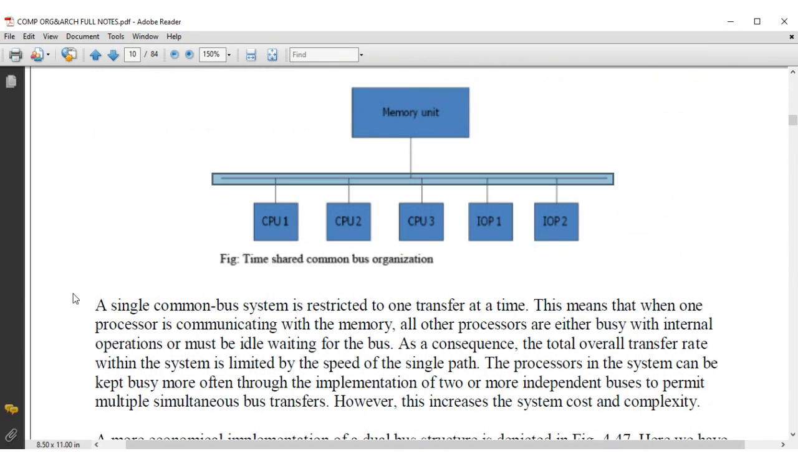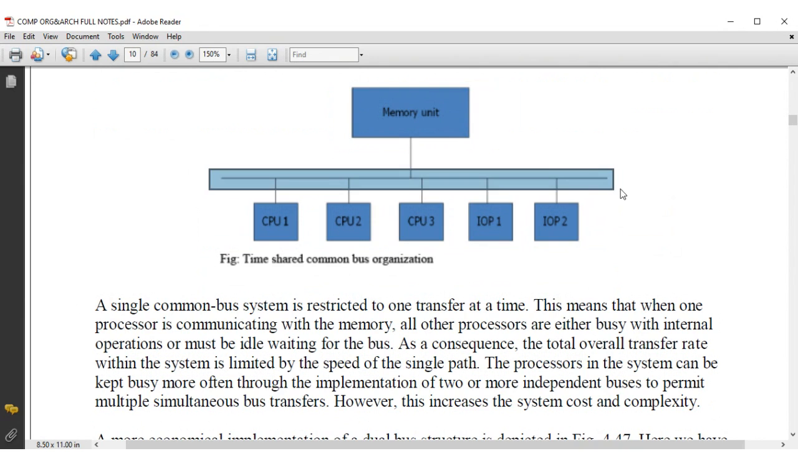I think if you have done introduction to ICT, you were introduced to the topic of computer networks. In one of these networks, there are logical topologies and physical topologies. One of the physical topologies is called a bus topology. I think you can remember that, a bus topology. So basically, a time shared common bus works like a bus topology, where there is one common path.